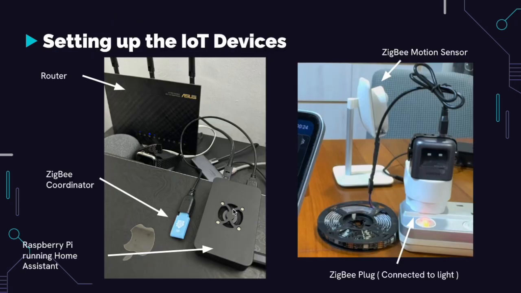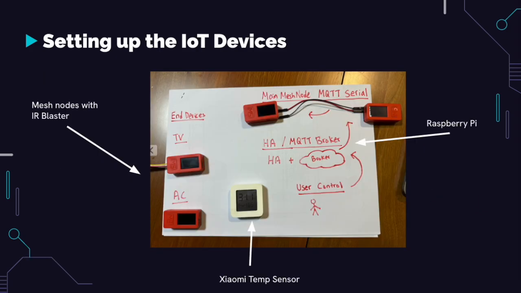On the left here, we have the Raspberry Pi connected to the router and a Zigbee coordinator, and this Raspberry Pi is running Home Assistant. And on the right, we have the Zigbee motion sensor here at the back and the Zigbee plug that is connected to a light. This is the close-up of the mesh network that I explained earlier. So over here, we have the M5 stick, which is subscribed to the MQTT topic and is transmitting the messages received serially to the main mesh node. And this main mesh node will then be sending out the commands to the mesh network.